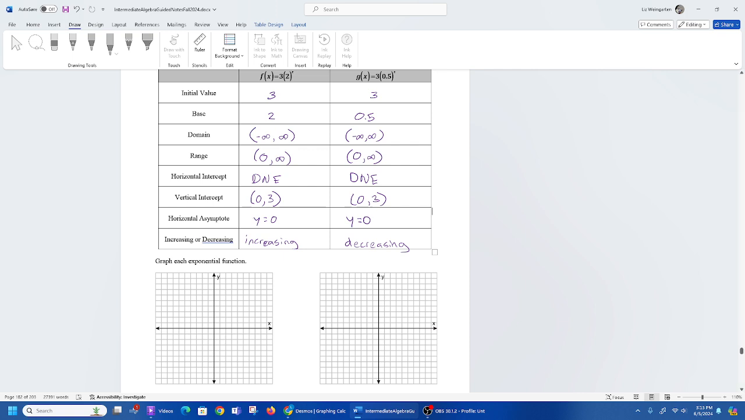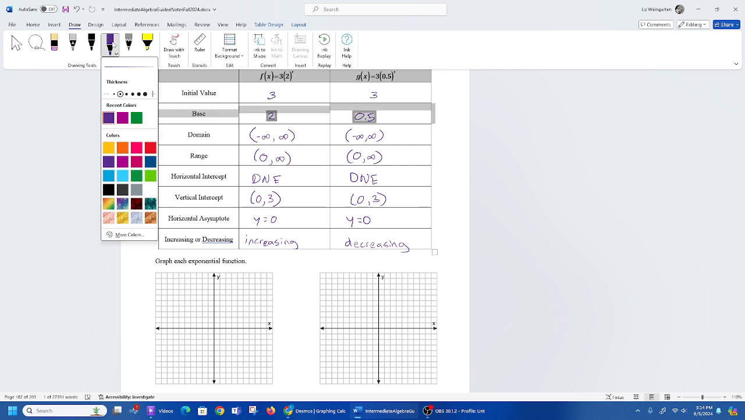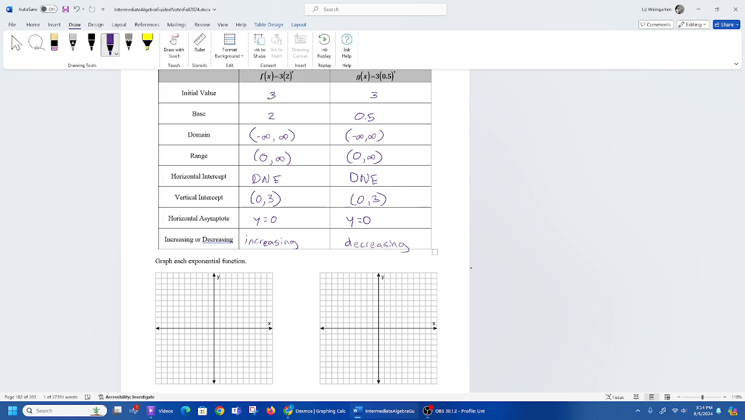All you need is 2 points in order to graph these exponential functions. We want our vertical intercept, 0, 3. And then I usually like taking f of 1. So if we were to plug 1 into this function, we're going to have 3 times 2 to the first power, or 3 times 2, which is 6. 1, 2, 3. F of 1 is 6.